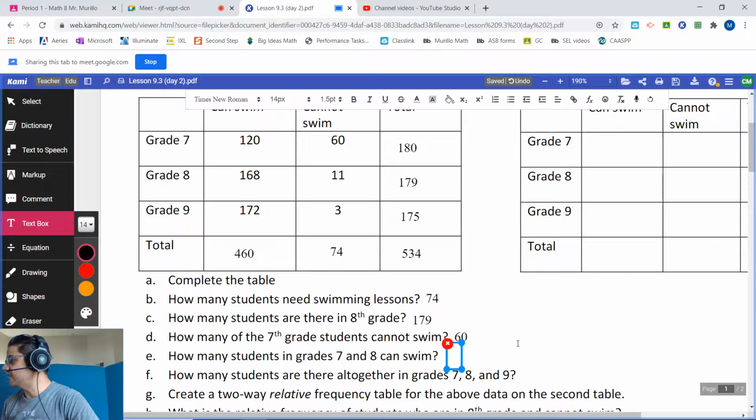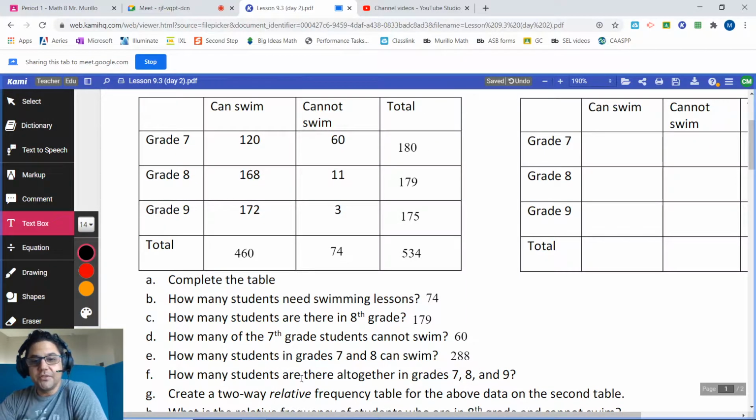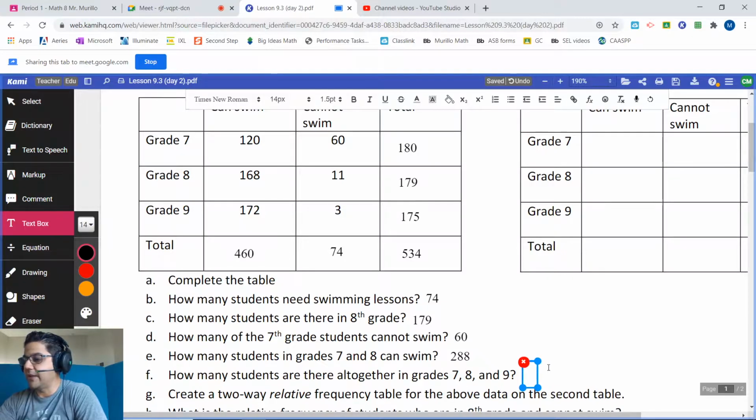Guntis, we'll get to the second chart in just a moment. How many students in grades 7 and 8 can swim? Waiting for someone on chat. Just quick addition. I got 288 from multiple students. Beautiful. And then the last question again, how many students are there altogether? Well, that's the total survey, so that would be our grand total number, 534.